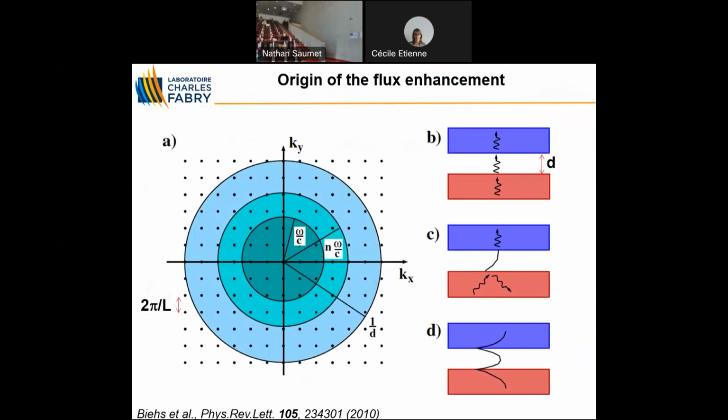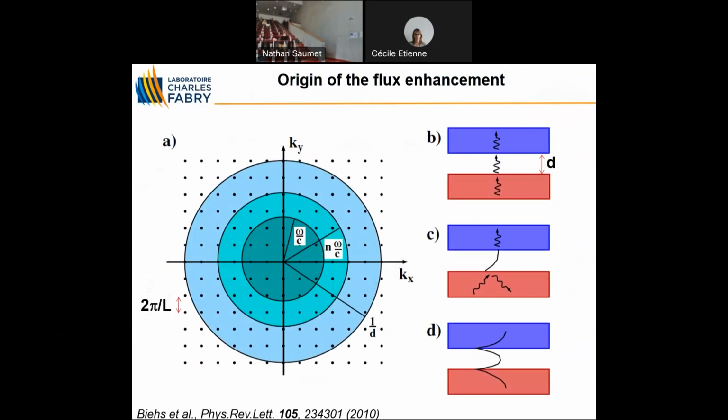How do we count the modes? We say that the spacing in k-space is 2 pi over L, where L is the size of the object. The modes are the dots. You need to count how many dots you have inside the disk. That gives you how many modes you have in channels. So you see that it goes like the area of a disk, so like the square of the radius.